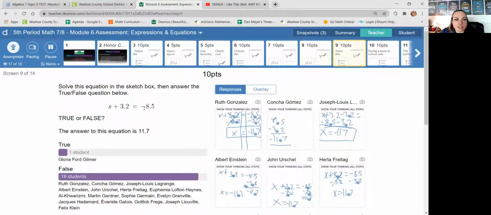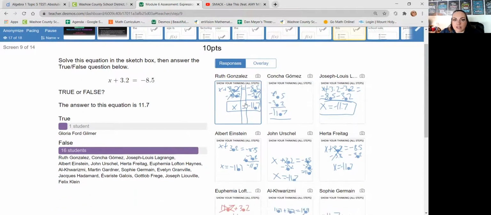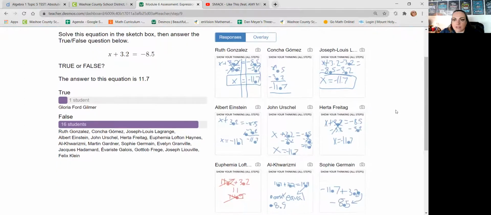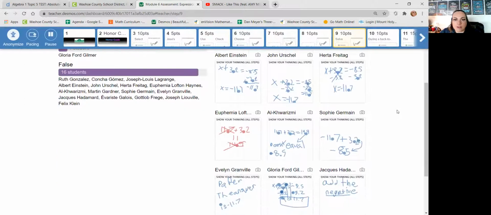This one, you just needed to see if this answer was correct. Some people chose to substitute 11.7 in for X, added it together and realized, wait, I didn't get a negative, so that's false. Other people did actually solve it in the sketch box, and it says to solve this equation in the sketch box and see what you get. When you subtract 3.2 on both sides, it should look like this, organized, showing the step, what you did on both sides, and you should be able to arrive at an answer.